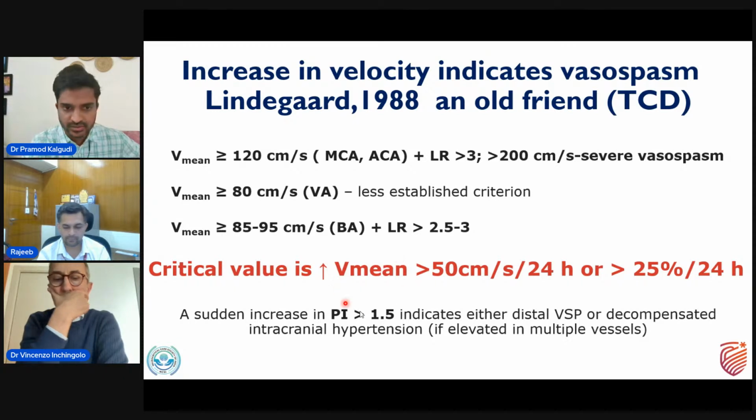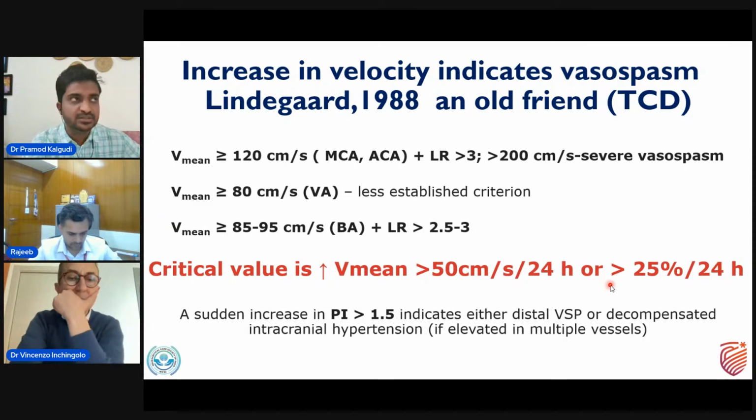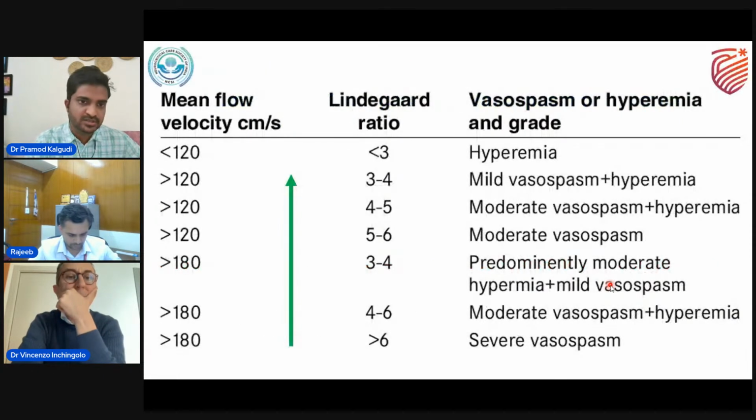and correlating those velocities with the TCD velocities. And keep in mind, if there is a sudden increase in PI of 1.5 throughout multiple vessels, that tells you that the ICP has risen tremendously at that point. And the critical value to diagnose is whenever there is an increase in mean of more than 50 within a day, or an increase by 25% within a day, which tells you that there is a critical spasm in such patients.